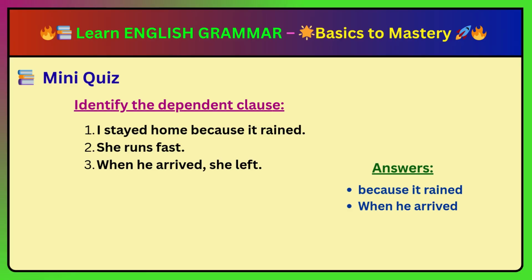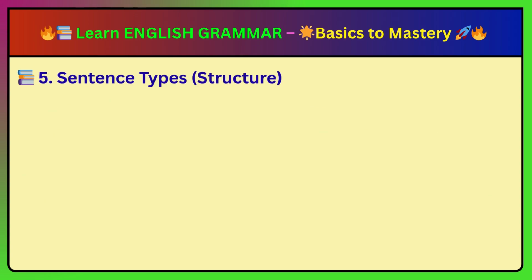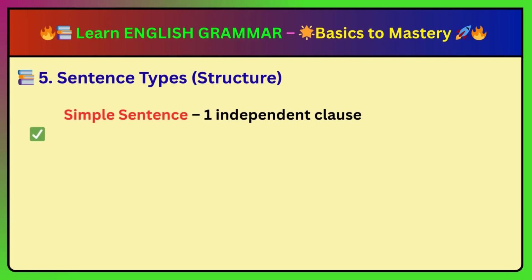Great job. Okay, now we move to our last topic for today, sentence types based on structure. There are 4 types of sentences based on their structure. Let's go through them one by one. 1. Simple sentence. A simple sentence has only one independent clause. It expresses a complete thought and does not have any dependent clauses. Example, I like ice cream.